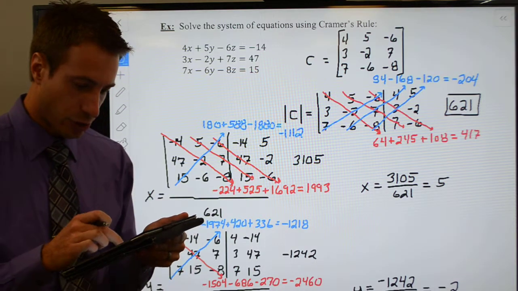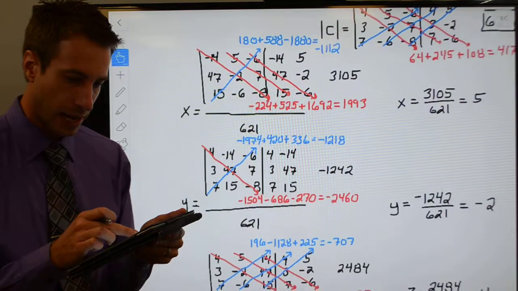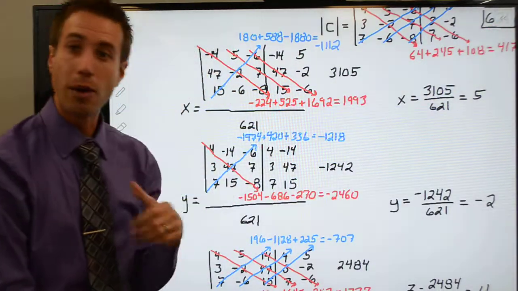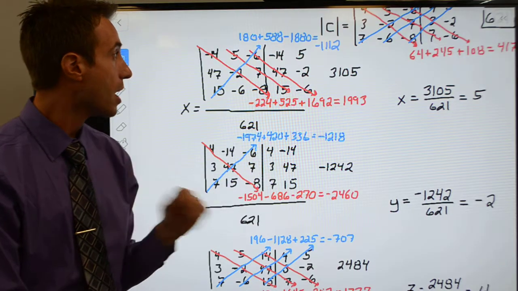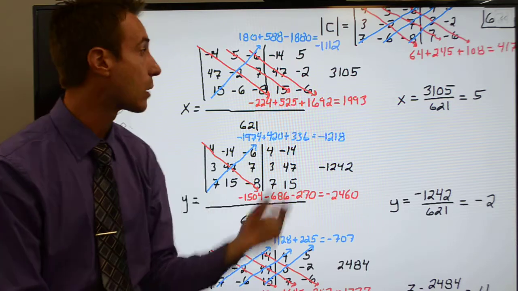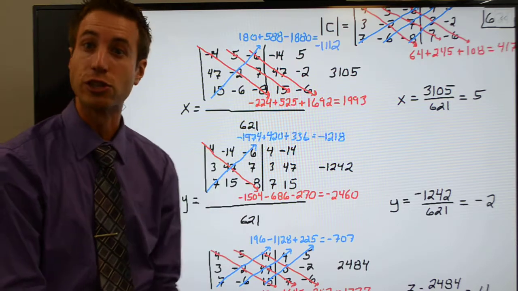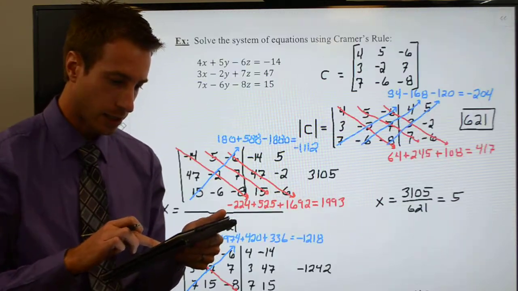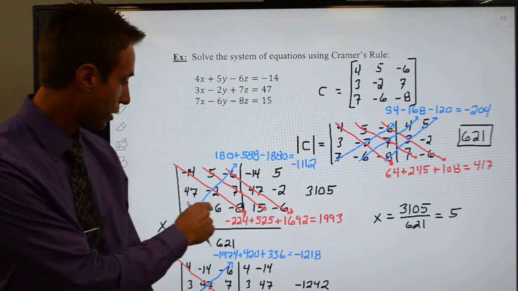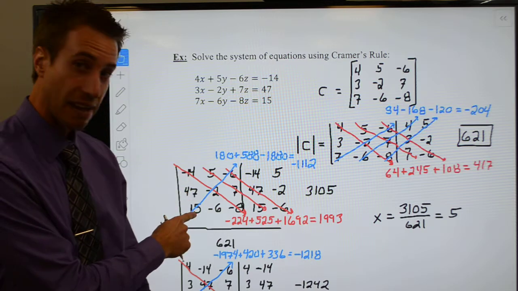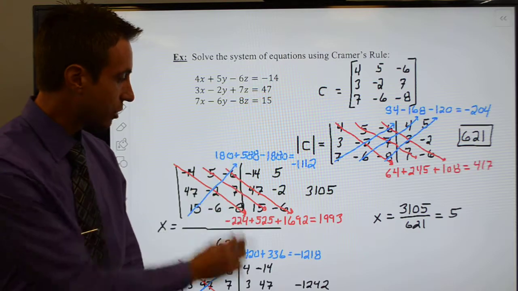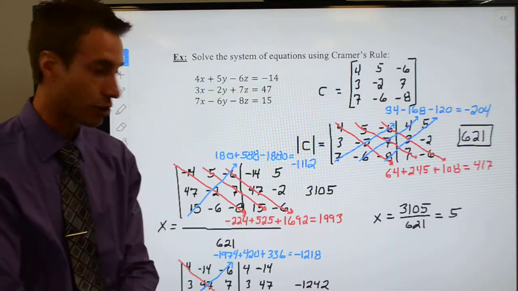All right, here we go. Now I'm going to solve for x. So let me slide this guy on up a little bit here. Here's what I'm solving for x. The 621, my determinant, goes in the bottom. I rewrite my coefficient matrix, but since I'm solving for x, I replace those coefficients with my constants, which were -14, 47, and 15. So that's why I have -14, 47, and 15 in that first column for the x's. Everybody else is exactly the same as my coefficient matrix.